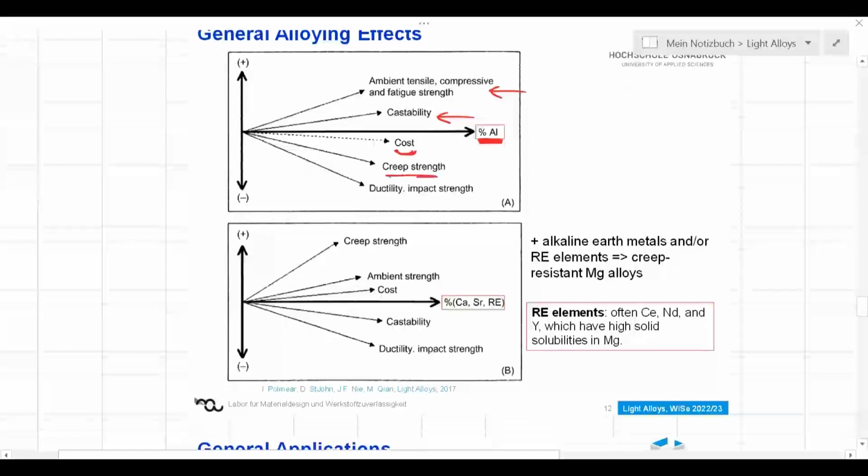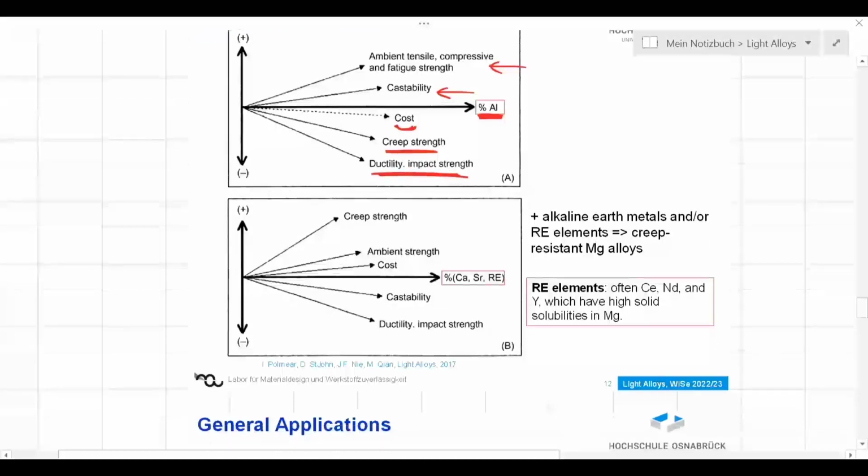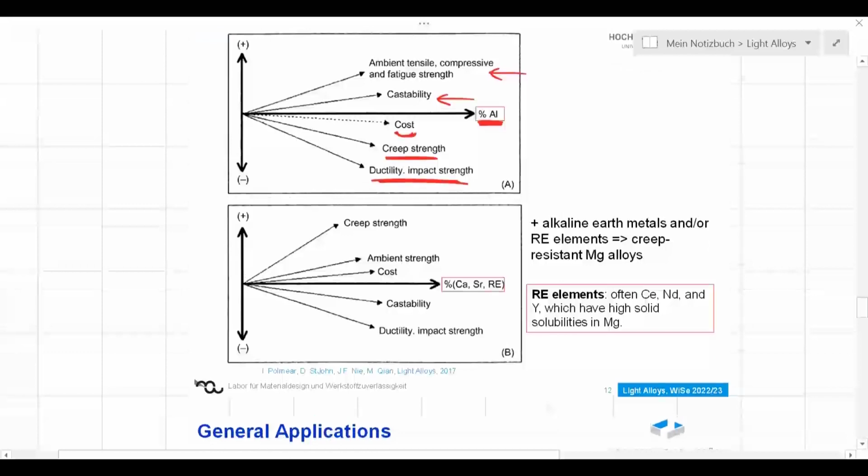Creep strength is not going to be helped, so it's not going to help with high temperature properties. If you're talking about high temperature properties, we are talking about temperatures like 200, 250 degrees Celsius. These are considered high temperatures for magnesium alloys because we are above 40% of melting point, where creep could come into play. And ductility goes down because by adding aluminum, we are creating some eutectic systems, right? If we get eutectic products, then we are losing our ductility and also reliability, the impact strength.